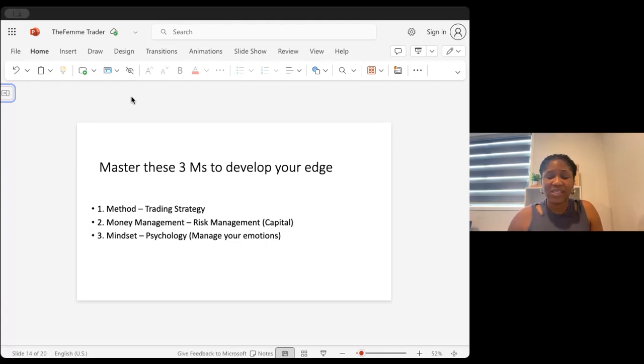There is no guarantee. But then your edge, if you have the right strategy and you have tested your strategy out and it is working, it has worked in the demo account, so definitely it's going to work in the live account. So these three things, you have to put them into check. You have to make sure that you know and understand these three, you master these three M's, to be able to develop your edge.